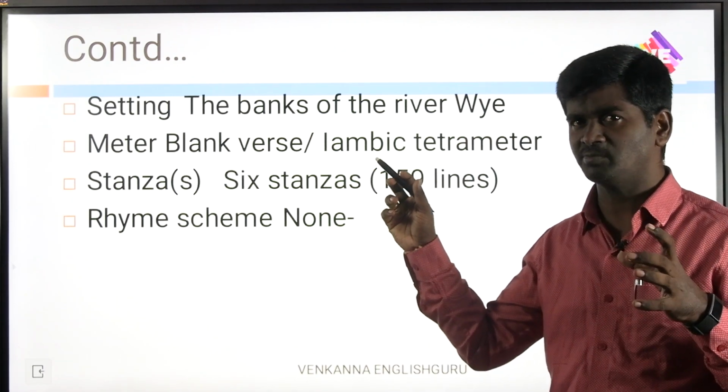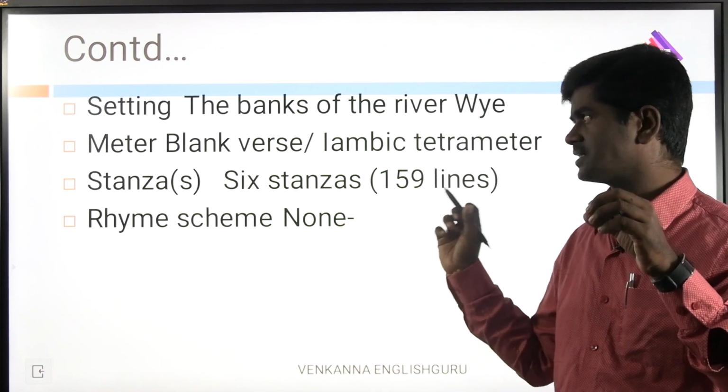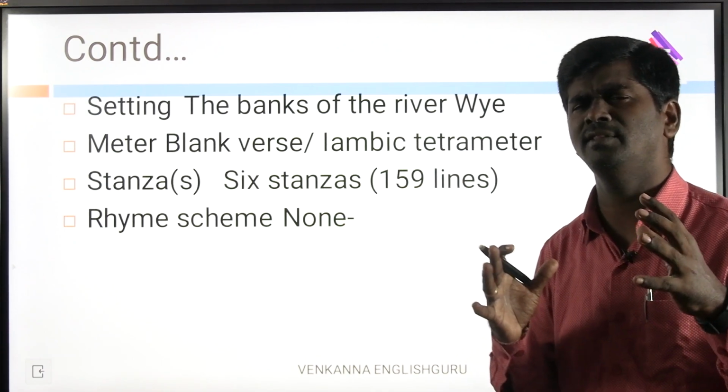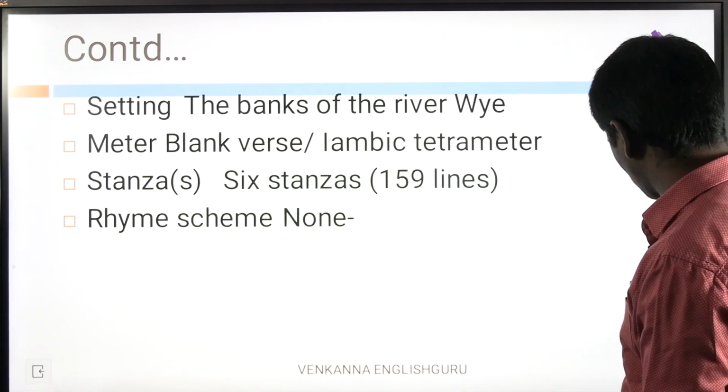What kind of meter has been adopted? Blank verse, iambic pentameter. The poem has 6 stanzas and 159 lines, a very lengthy poem. As for rhyme scheme, there is no rhyme scheme; it is not followed in this poem.